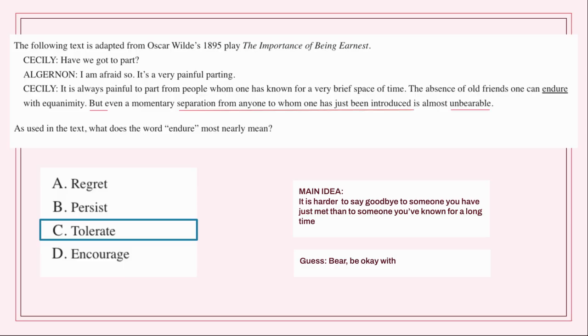Again, I don't exactly know what equanimity means. That's okay, but I can still say the absence of old friends one can tolerate. You can endure. You can tolerate it. You can be okay with it, right? That's what we're saying. Let's look at the other ones.